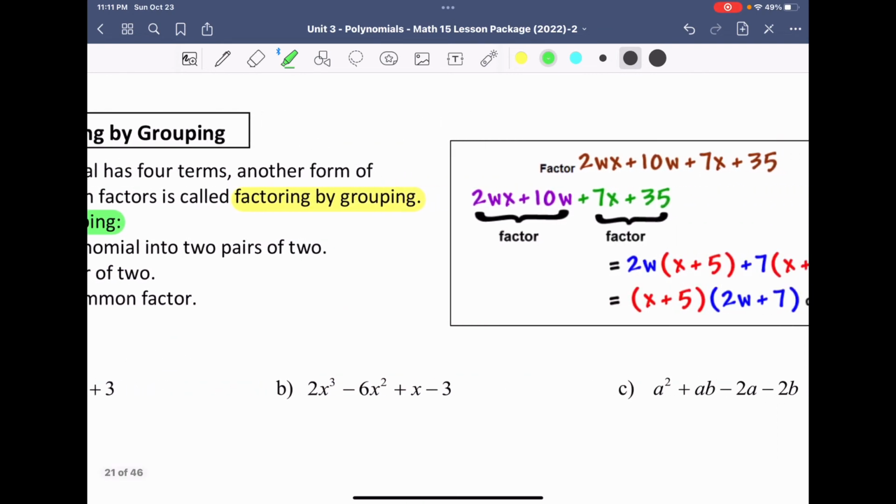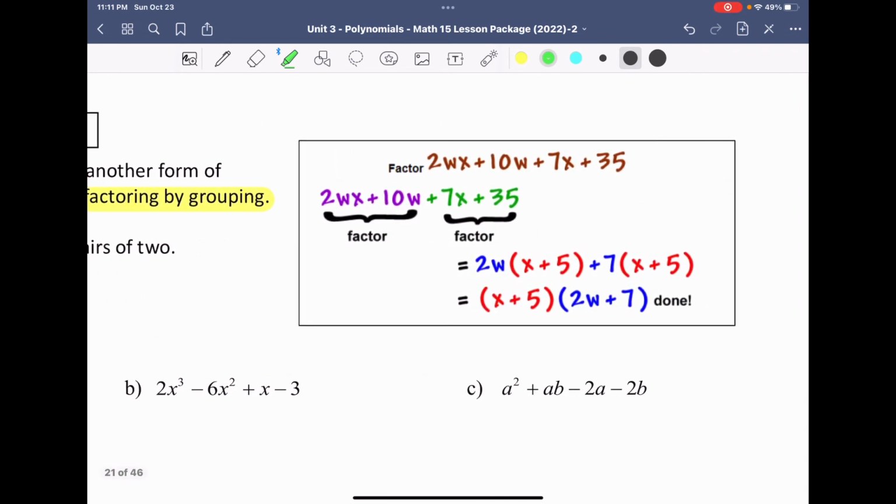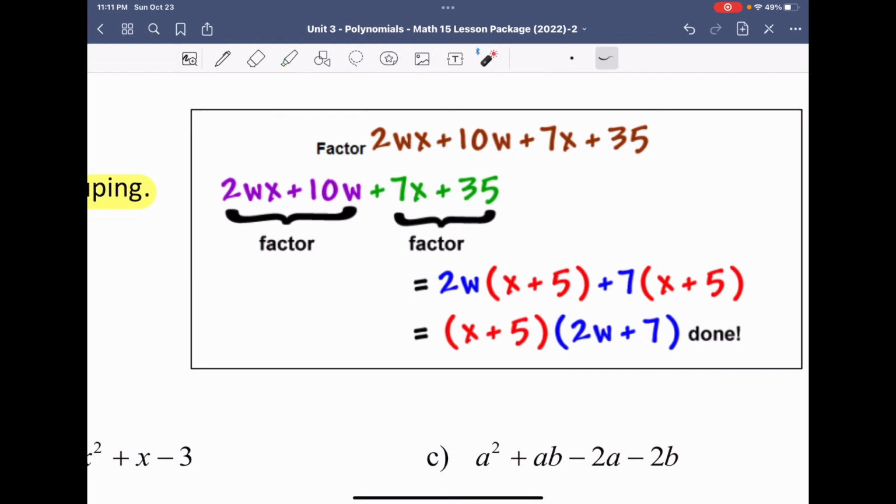So let's take a look at the example here off to the right. Suppose I give you this 4-term polynomial here. Well, in order to group this, I'm going to take my 2wx and my 10w and put them together to make one factor. And then I'm going to have 7x and 35, and those come together to make one.